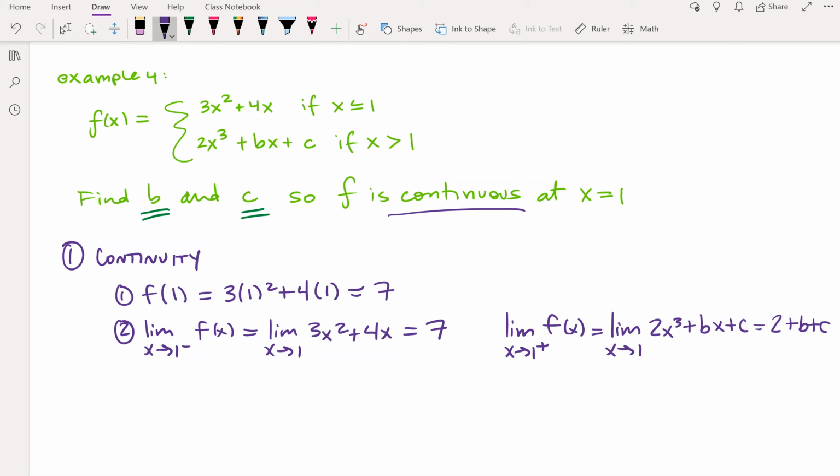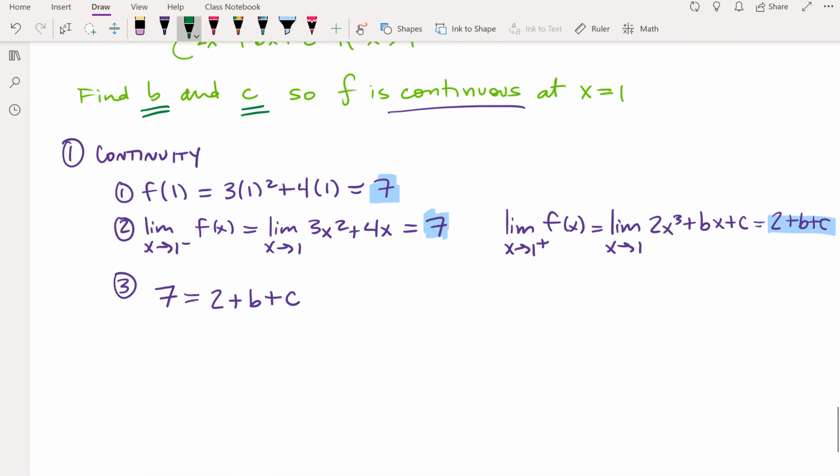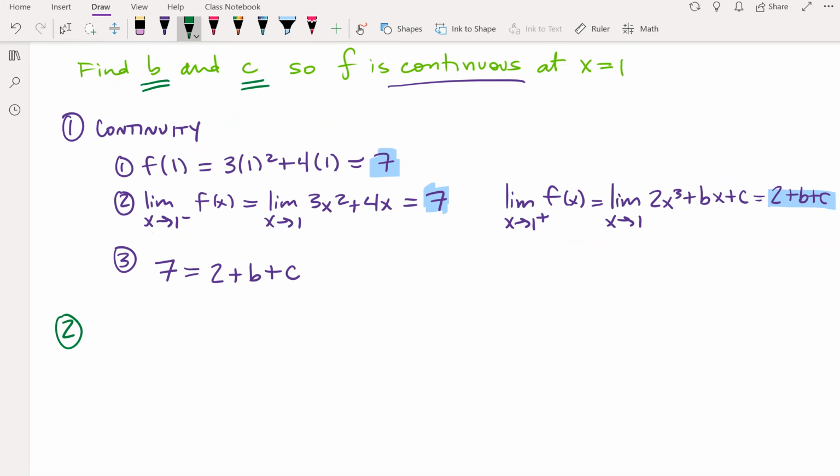For continuity to actually be true, we need these three things to equal each other, so we're going to set them equal. 7 has to equal 2 plus b plus c. But here's the problem: we have two missing variables now. So what do we do? We use the steps to prove differentiability. Let's go ahead and do that. Step 2, we're going to do differentiability, and you'll see how this saves us.